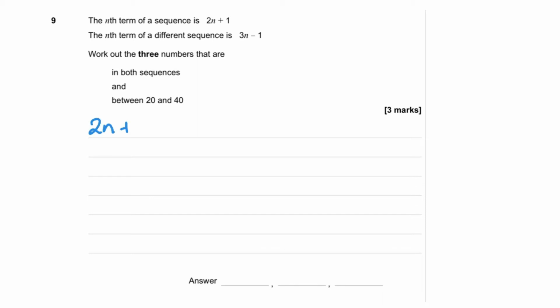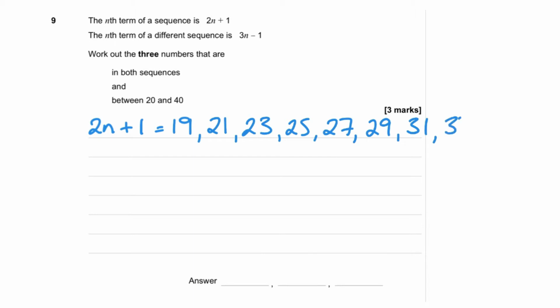So for 2n plus 1, I'm going to start with the 9th term, because when n equals 9, 2 9s are 18, plus 1 is 19. When n is 10, the next term is 21. When n is 11, the next term is 23. When n is 12, the next term is 25. And we can pop the next ones in, 29, 31, 33, 35, 37, 39, and then 41 is where I'm going to stop because it's outside the parameters.